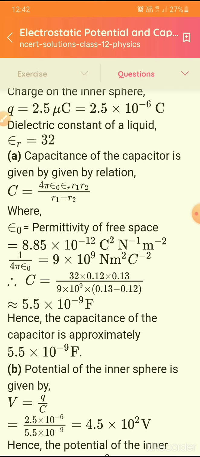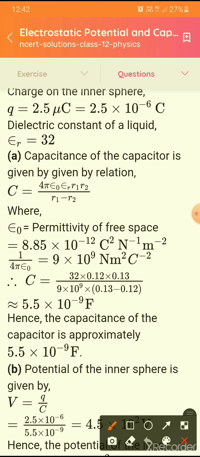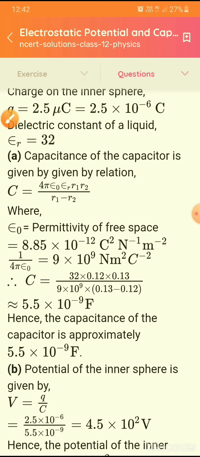So here, in this formula we can have the value of 1 divided by 4 pi epsilon naught, which is 9 into 10 to the power of 9 newton meter squared per coulomb squared. If we substitute the values in this formula, 4 pi epsilon naught epsilon r R1 R2 divided by R1 minus R2, and simplify, we will get the answer as 5.5 into 10 to the power of minus 9 farad. Hence we have found the capacitance of the capacitor.